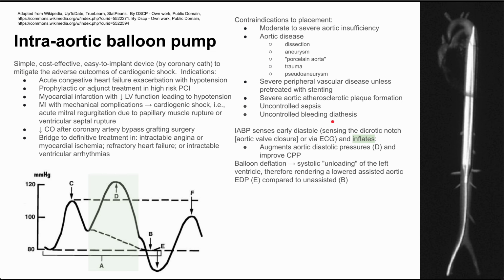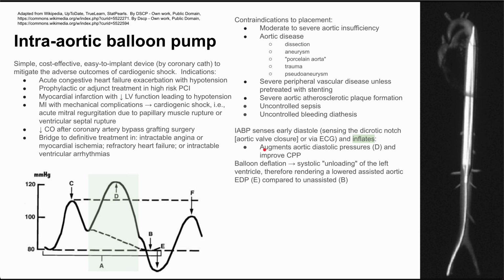Now the way it works can be broken down into two sections: what happens during diastole and what happens during systole. The balloon pump senses early diastole. It does this by sensing the dicrotic notch, which remember signifies aortic valve closure. So when you have a pressure waveform from the arteries, from the systemic circulation, you have this first bump and then a dicrotic notch usually happens here. The balloon pump can sense that dicrotic notch and then immediately inflate.